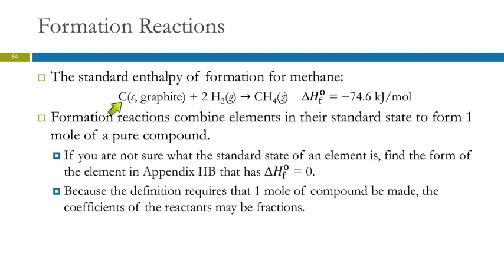So we can write this as carbon in solid graphite form plus hydrogen, H2 in the gas state, making methane in the gas state. Then we balance the chemical equation. What's kind of funny about these is we always balance them so our product has a coefficient of 1. We're looking at the equation to make 1 mole of the product. And sometimes that's going to require that we use half a mole of something as a reactant, and that's okay.